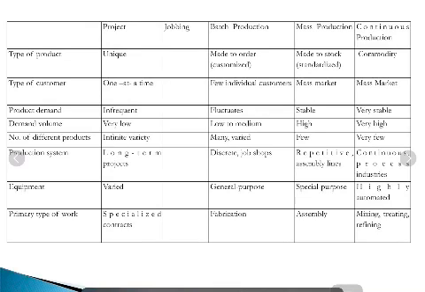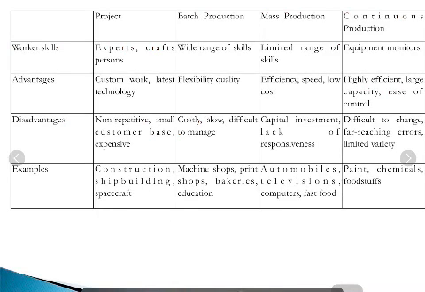If you see this table, we have project, jobbing, batch production, mass production, and also continuous production. For type of product, in case of project, we have unique products; batch is made to order, mass production is made to store, and continuous production is a commodity. For type of customer, we have a one-time customer in case of project, and in case of continuous process, we have a mass market. Primary type of work: in case of project, specialized contracts; batch, fabrication; mass, assembly; continuous production, mixing, treating, and refining. So we have five types of production processes for manufacturing products.